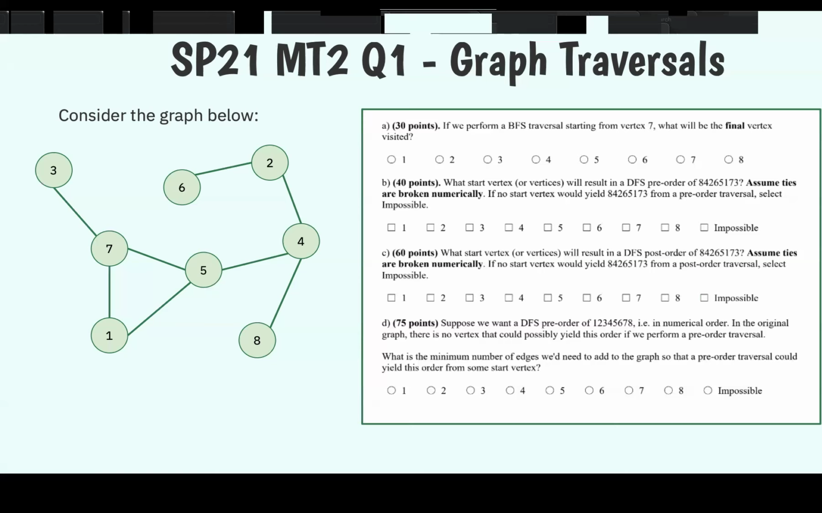I think if they don't say assume ties are broken numerically, it could have a different value. In this case, because we say we're breaking ties by always selecting the smaller value, we only have one pre-order, which is 84265. Whenever we get to this 4 node, we're picking the smaller value. But if they didn't have that assumption, then you could also say 8452, or sorry, 84573, and so forth. That order is only possible by one starting vertex.